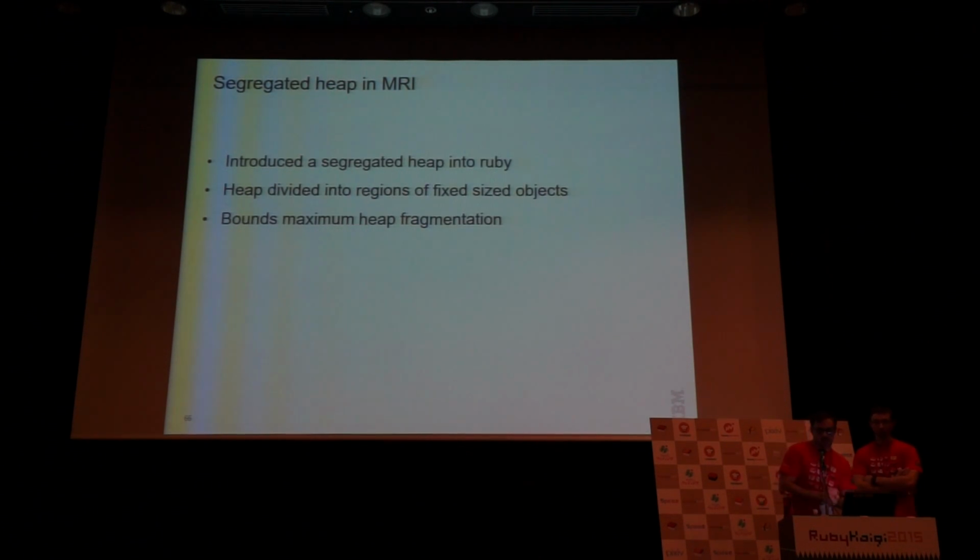We introduced a segregated heap into Ruby. This is where we've divided the heap into different regions, each one of a different fixed size. This is going to help us make certain guarantees about the maximum amount of heap fragmentation that can occur on the heap. This is extremely useful for very long-running Ruby processes.